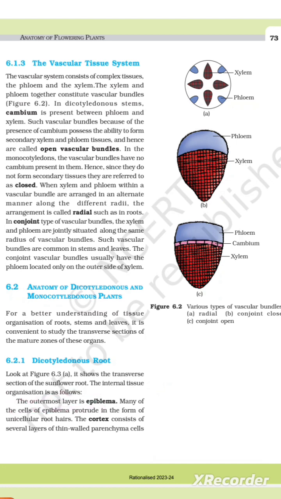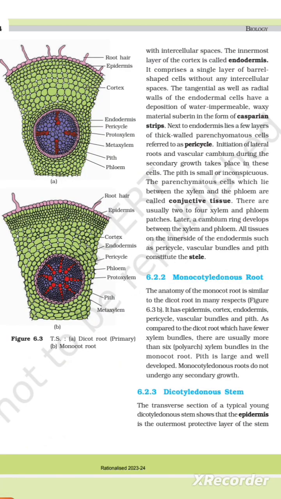The outermost layer is the epiblema. Many of the cells of the epiblema protrude in the form of unicellular root hairs. The cortex consists of several layers of thin-walled parenchyma cells with intercellular spaces. The innermost layer of the cortex is called the endodermis. It comprises a single layer of barrel-shaped cells without any intercellular spaces. The tangential as well as radial walls of the endodermal cells have a deposition of water-impermeable waxy material, suberin, in the form of Casparian strips.